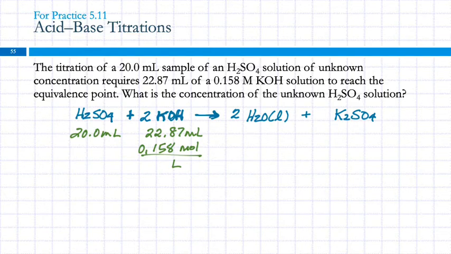Why did we write whether it was aqueous or not? We could write aqueous and liquid and the state symbols for everything. I didn't because it wasn't necessary and it wasn't specifically asked for. But this is aqueous and this is aqueous. It never hurts to put those in.